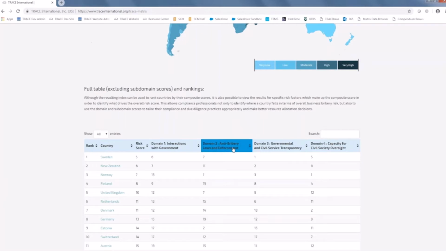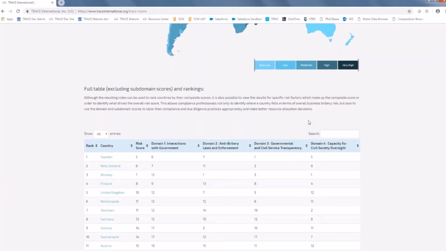So that, along with the actual enforcement environment of a country, ends up constituting Domain 2. Domain 3, governmental and civil service transparency, speaks to the degree to which government processes are open, the degree to which financial transparency is in place, so the conflicts of interest that public officials might have can be readily determined. The idea supporting that domain is that the more transparency there is, the less people will feel like they can get away with taking bribes and demanding bribes. With less transparency comes a greater sense of impunity.